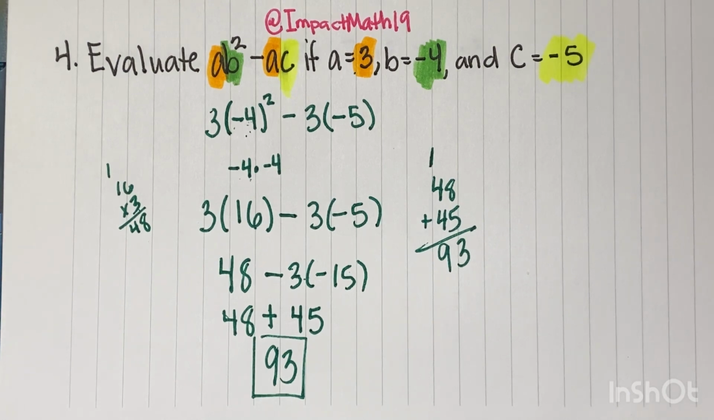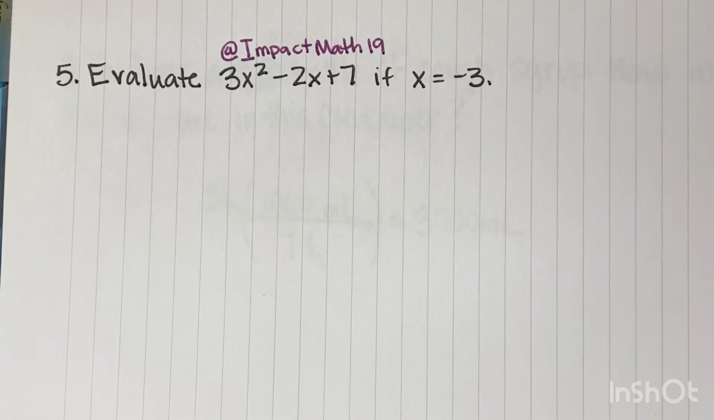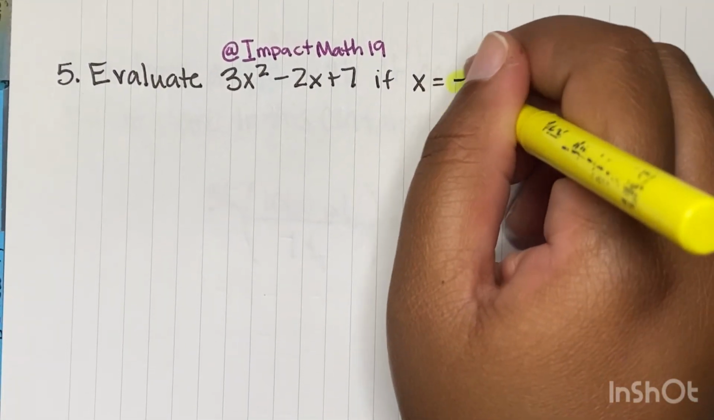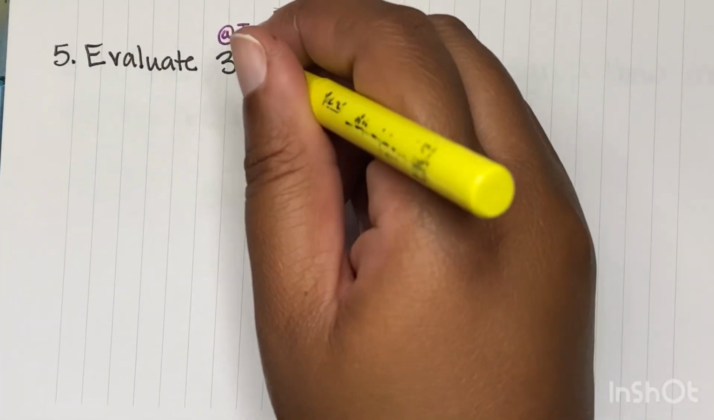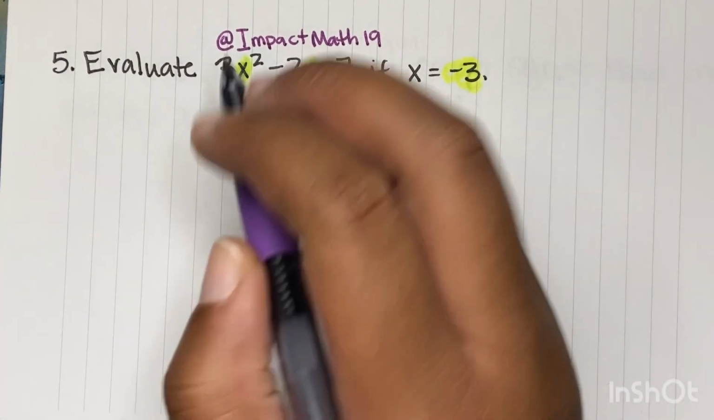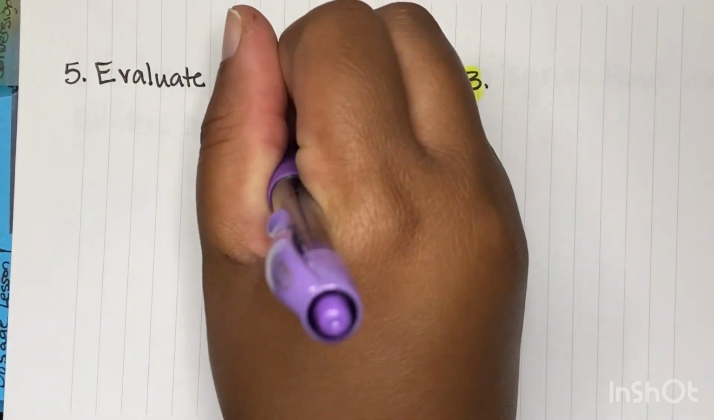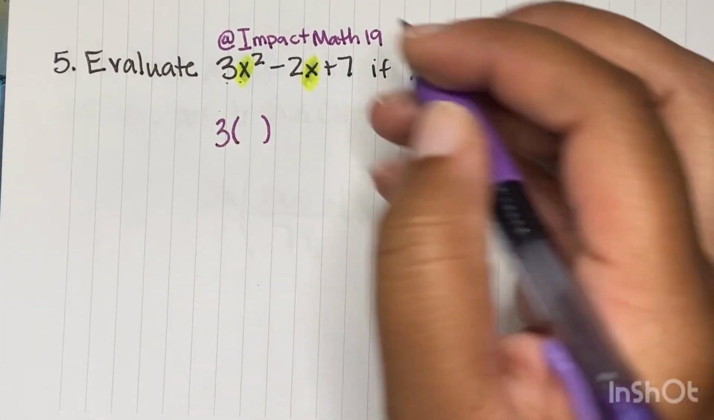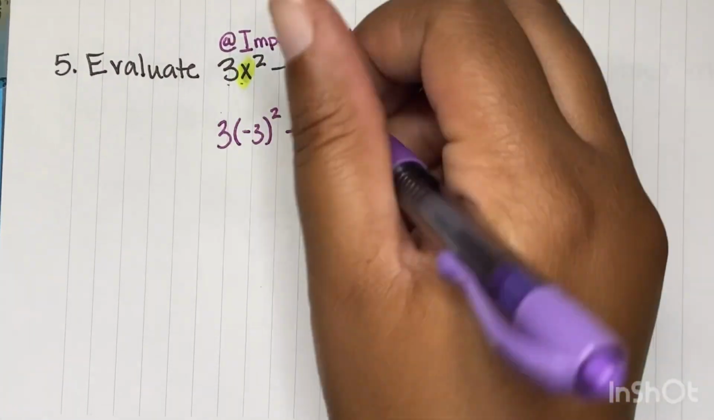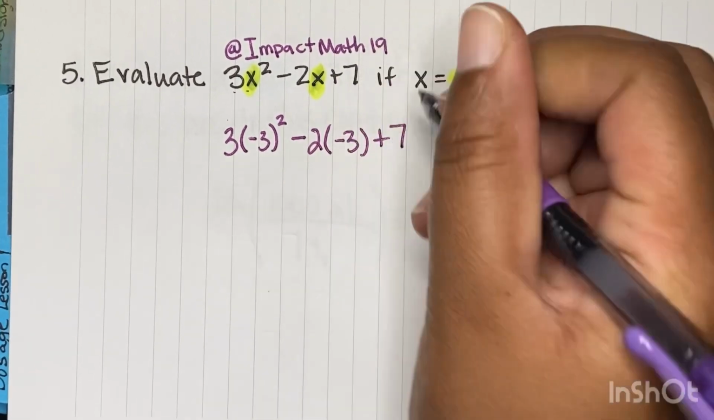Alrighty. Let's go to the last. Evaluate 3x squared minus 2x plus 7 if x equals -3. So they told us x is -3. I want your brain to be screaming, plug in wherever we see an x. So we're going to copy down everything else. We're going to drop down our 3. We're going to use parentheses because they're multiplied. And we're going to plug in -3 here, squared, minus 2 times a -3 plus 7.